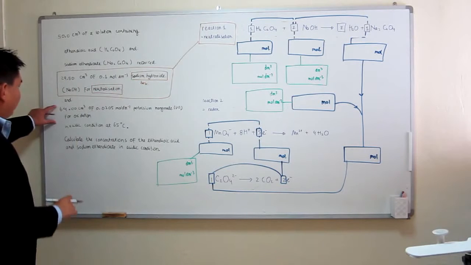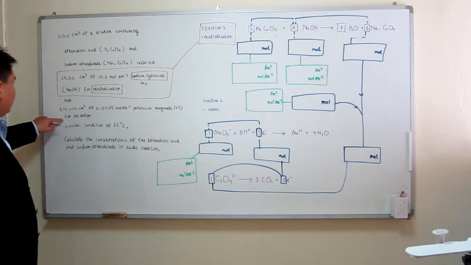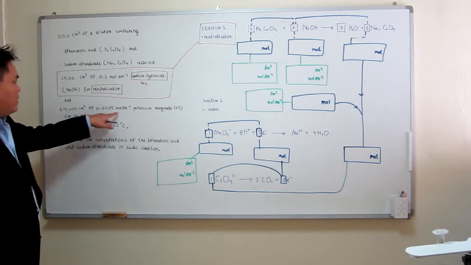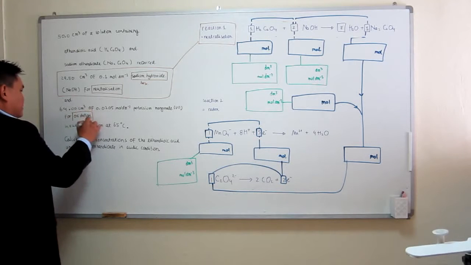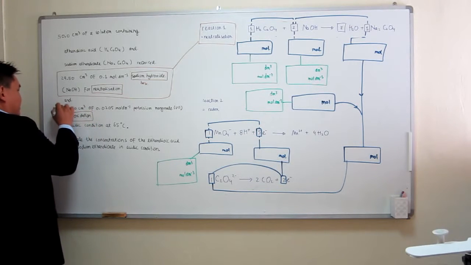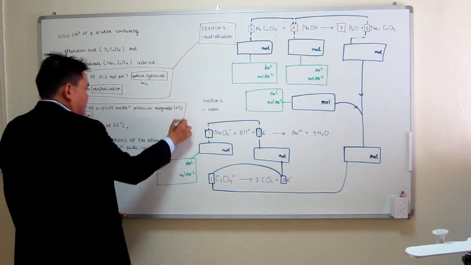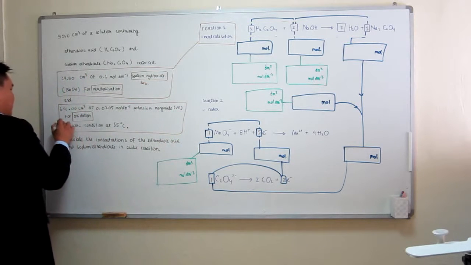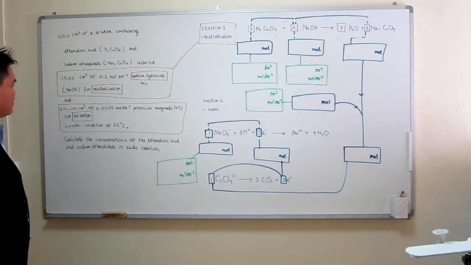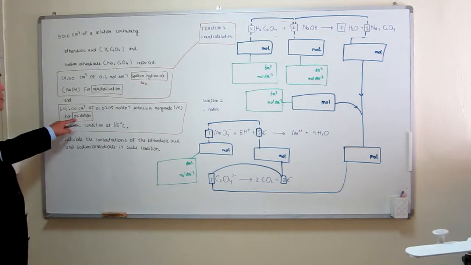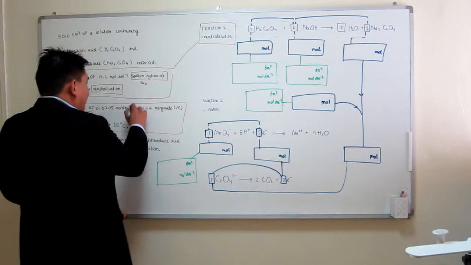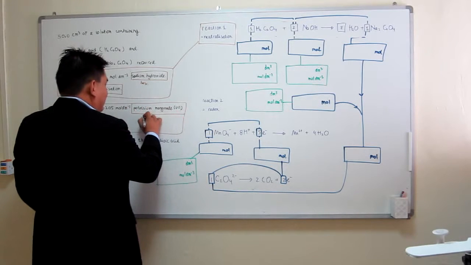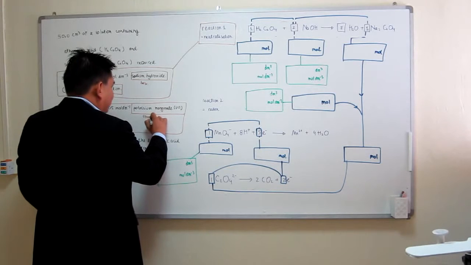Another clue, we have another reaction also. We read here 64 cm³ of 0.025 mole per dm³ potassium manganate 7 for oxidation. So of course it indicates a redox reaction because it's oxidation. Potassium manganate 7, by now I think you know that this is a strong oxidizing agent.